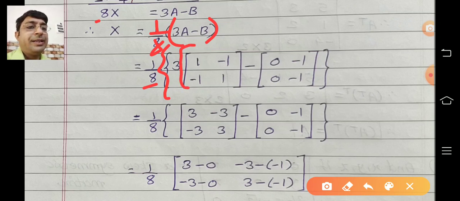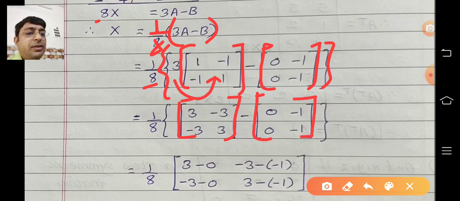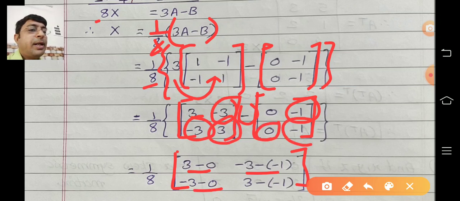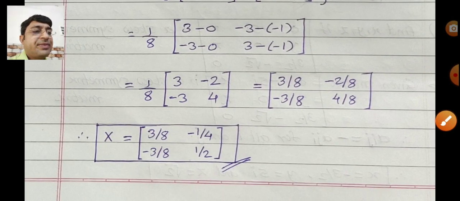So 3 into matrix A minus matrix B. Solve this. Multiply by 3 to this matrix, so we are getting the answer. Then minus the second matrix B. Do the subtraction. So subtraction in the matrices: 3 minus 0, then minus 3 minus of minus 1, then minus 3 minus 0 and 3 minus of minus 1. As per the sign you find out the answer.